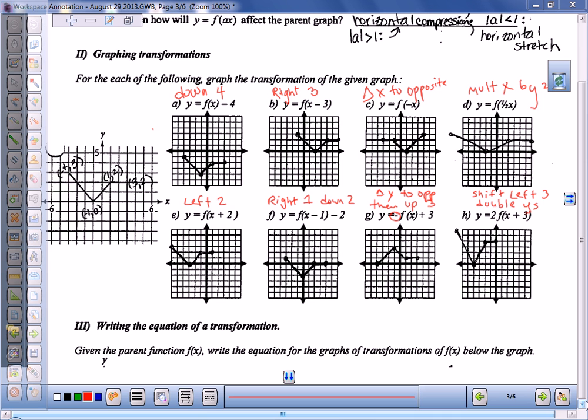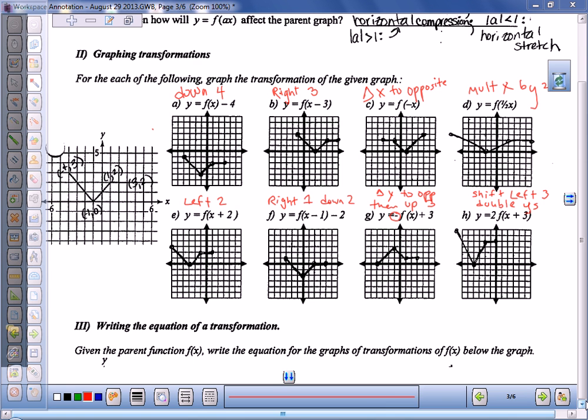For B, given this notation, that shifts the function right 3 units. So we take every point on our parent graph on the left and shift it right 3 units, and that gives us our new graph.